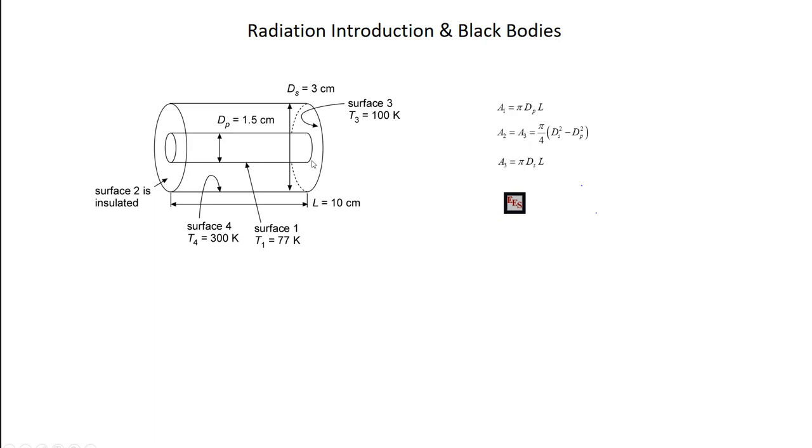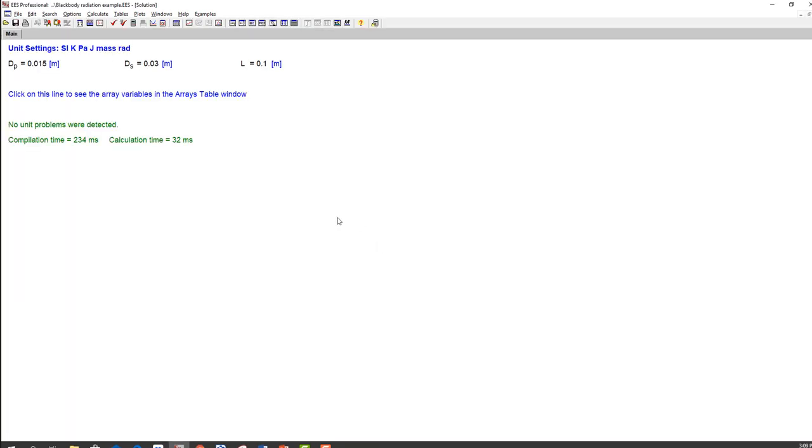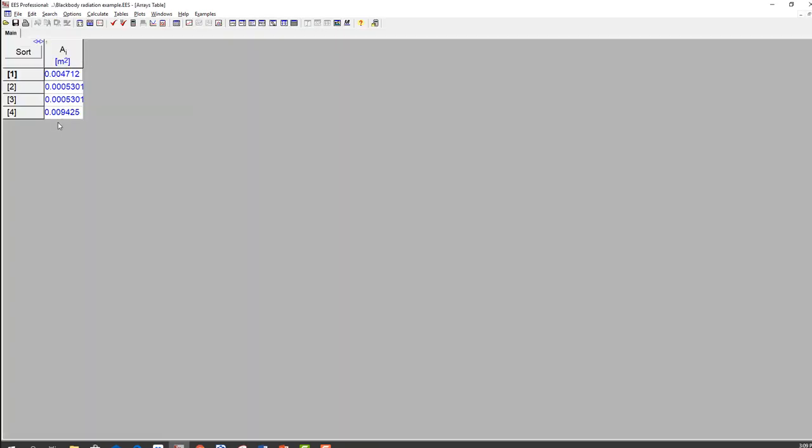Surface 2 and surface 3 are the inner surfaces of these end caps, right? Surface 2 is the right-hand surface of this plate. Surface 3 is the left-hand surface of this plate. So here's the area of those. And then surface 4 is the inner surface of this outer cylinder, so that's this area here. I can go here and calculate them, and make sure at the end of this that I have my area vector completely filled in.